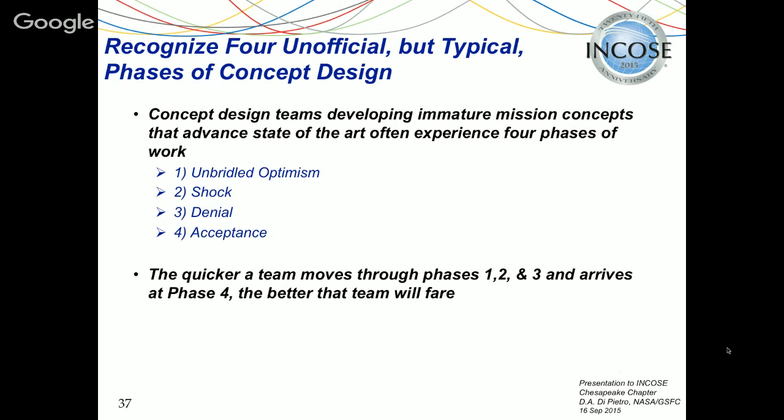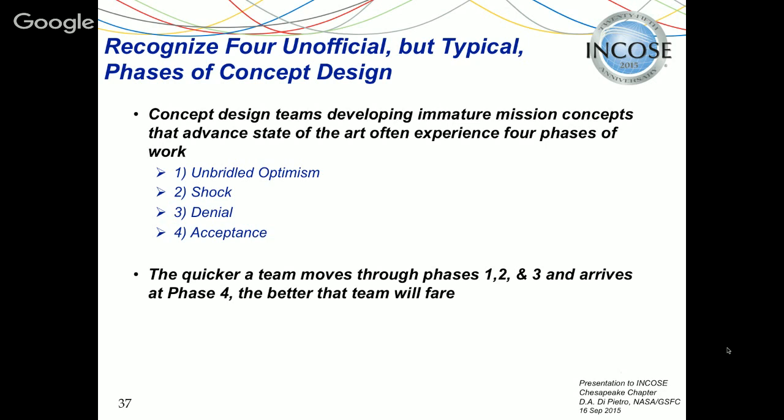Then phase 2. Phase 2 is a brief phase, shock. This phase usually begins after the team completes its first credible cost estimate. That's followed very quickly by phase 3, denial. This can be a protracted phase, and it features abundant rationalizations as to why the models used to assess cost were wrong. Teams might also point to anything except the excessively high technical capability as to why the costs are so high.